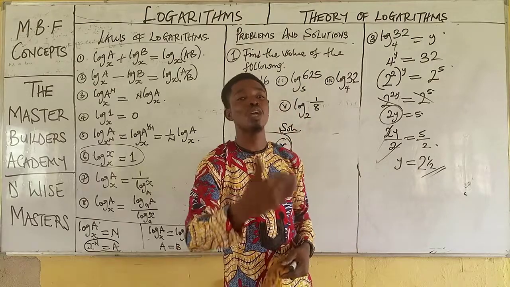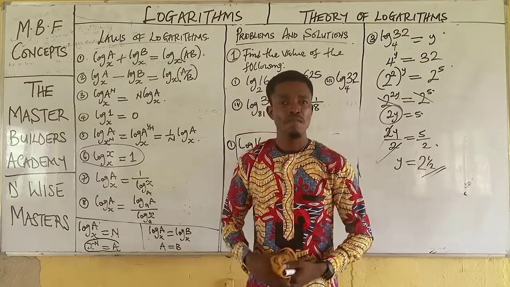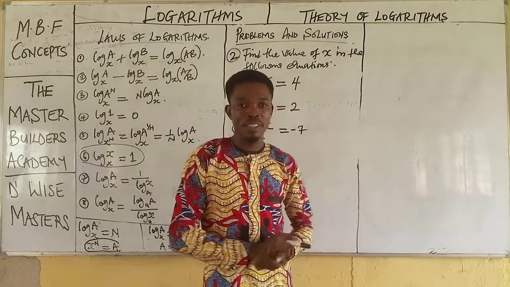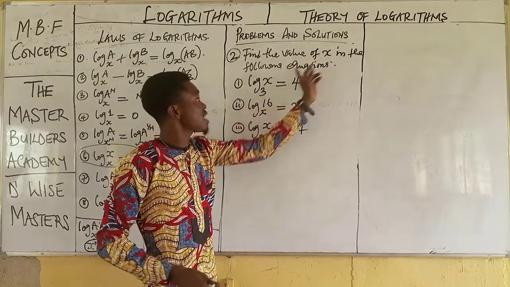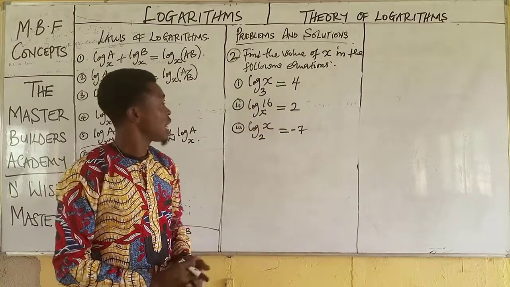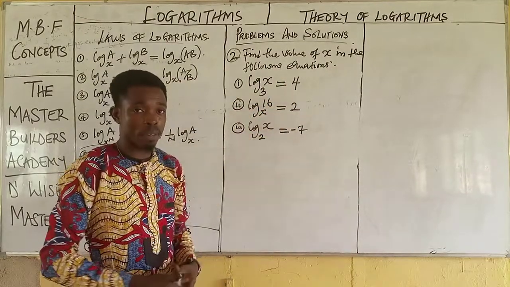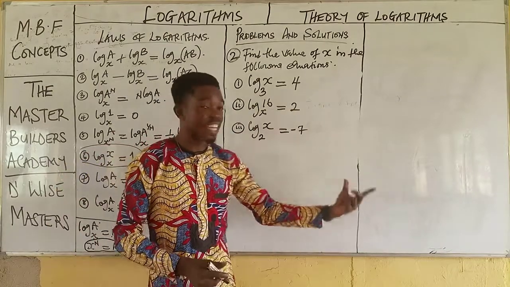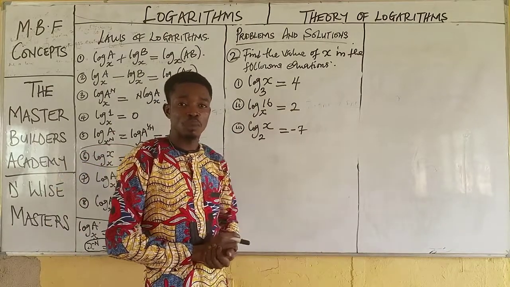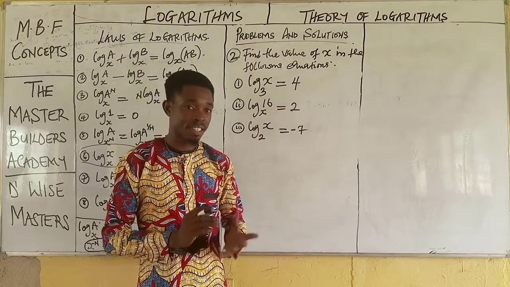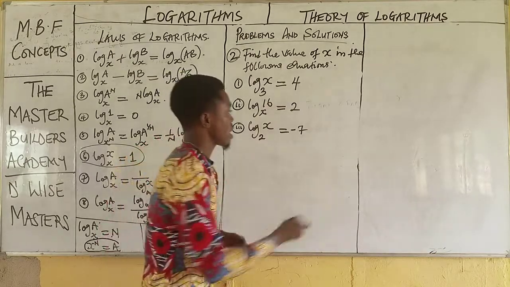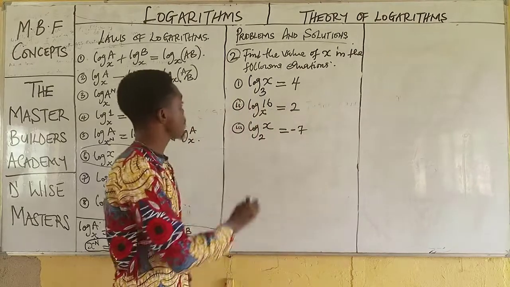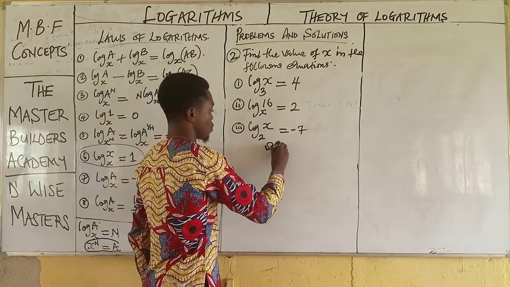Now guys, let's look at question number 2 very, very quickly. We have question number 2 on the board, and we are asked to find the value of x in the following equations. We have 3 equations on the board. This is not different from the last aspect of question number 1 we just looked at, the second method of obtaining the value of a simple log. Now guys, without wasting much of our time, let's quickly look at the solution.